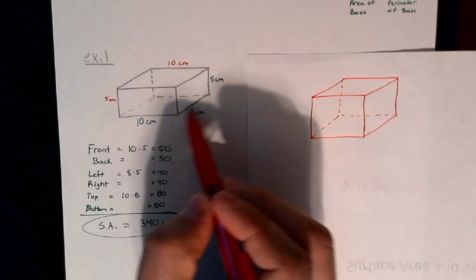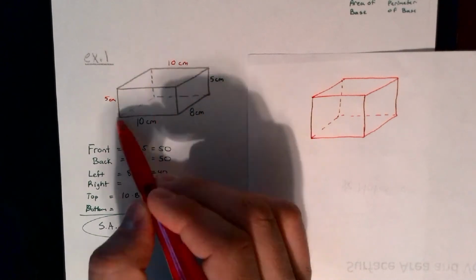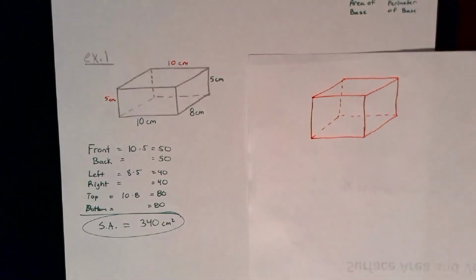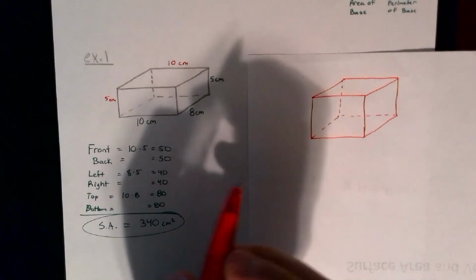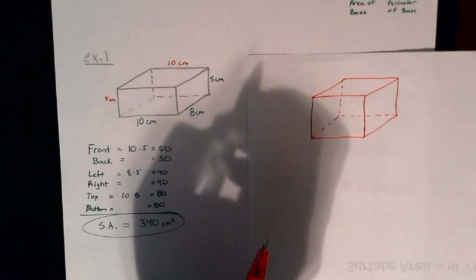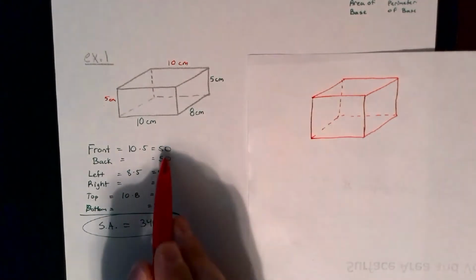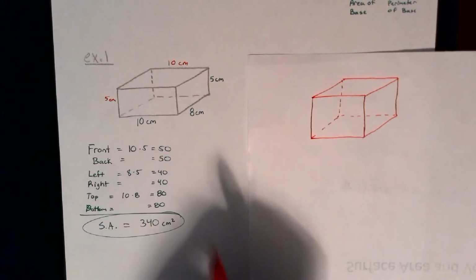And if this is 8, this is 8, this is 8, and so on. So they're all rectangles. The nice thing is the front and the back rectangles are the same, the left and the right rectangles are the same, and the top and the bottom rectangles are the same. So even though there's 6 faces, you're only doing 3 calculations.